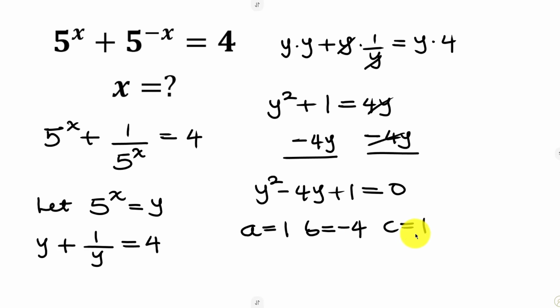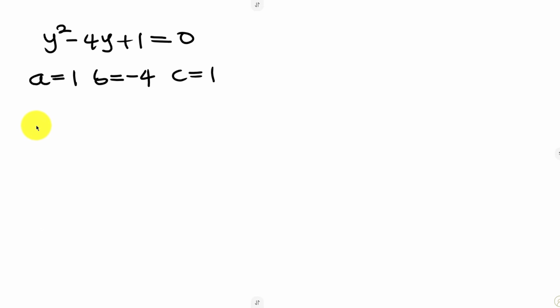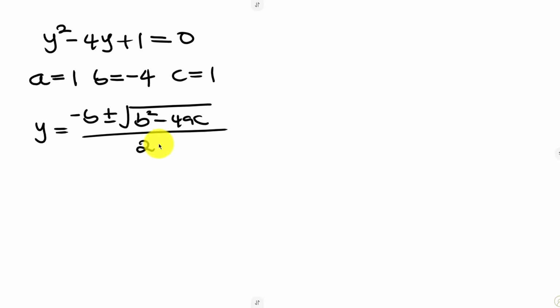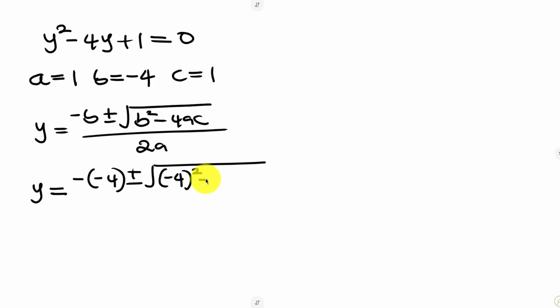Now let's use the quadratic formula to solve this. So we have y to be equal to negative b plus or minus the square root of b squared minus 4ac all over 2a. On substituting, we have y to be equal to minus b, so minus b is negative 4, plus or minus, now the square root of b squared, so that is negative 4 squared, minus 4 times a times c, so 4 times a times c, all over 2 times a, that is 2 times 1.